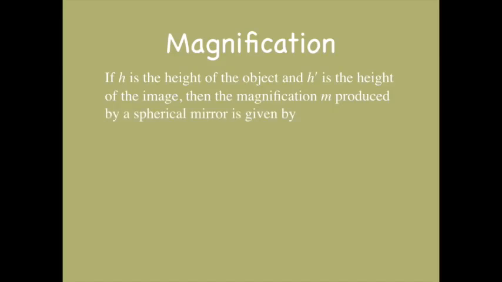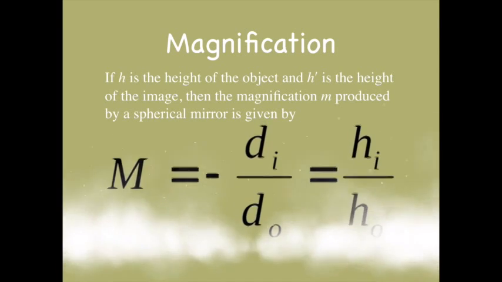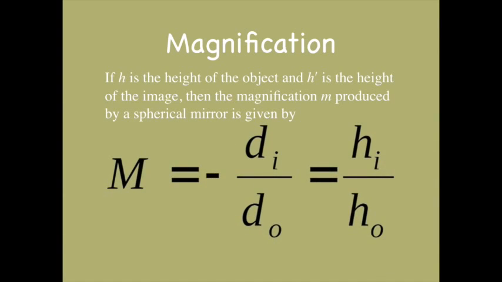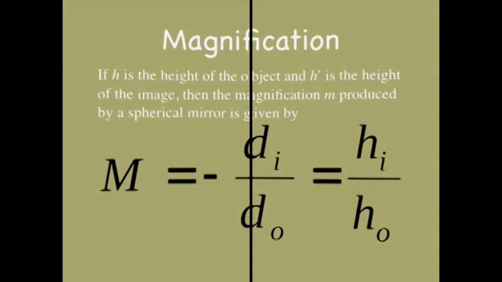So for a better idea, if you take h to be the height of the object and h prime to be the height of the image, then the magnification m will be given by m equal to the ratio of the height of the image and the height of the object.